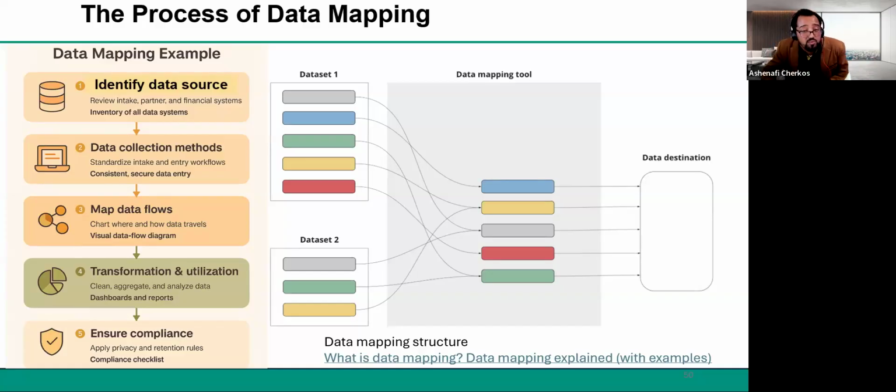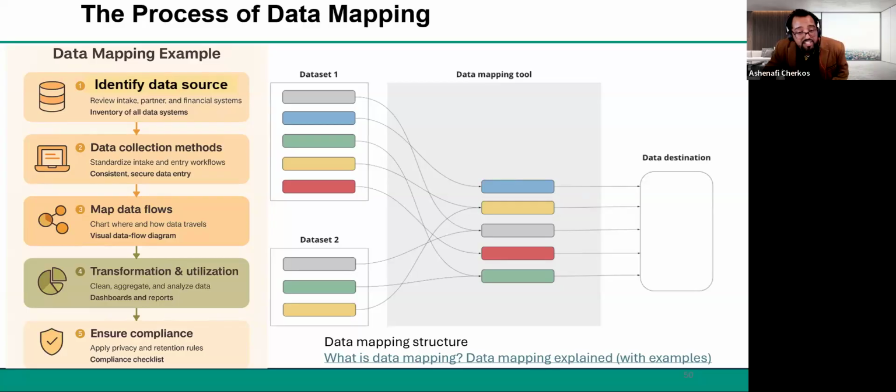Then, once we define our data source, we need to map out the data flow. This traces how information travels from one place to another, such as from a staff computer to a shared drive or cloud system. Then comes transformation and utilization. This means we need to know where the data is being cleaned, analyzed, and turned into reports or dashboards, or where it is used to inform decisions.